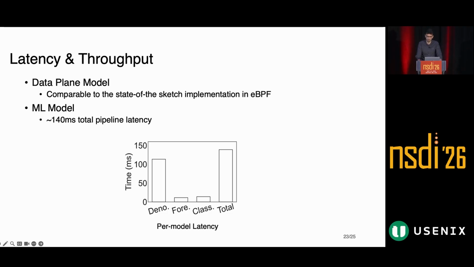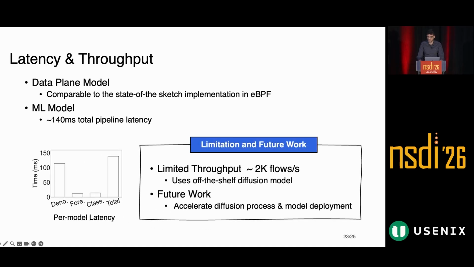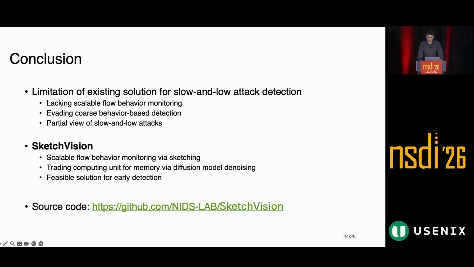The denoiser takes 100 milliseconds, the forecaster 11 milliseconds, and the CNN classifier 14 milliseconds, for a total of 140 milliseconds. The system currently supports up to 2,000 flows per second using an off-the-shelf diffusion model. We leave diffusion process acceleration and model deployment as our future work, given the fact that slow and low attacks relax the latency requirement compared to a high-volume scenario.